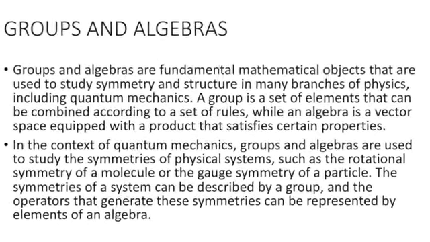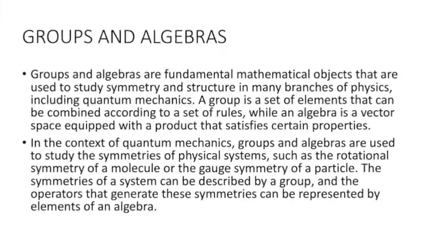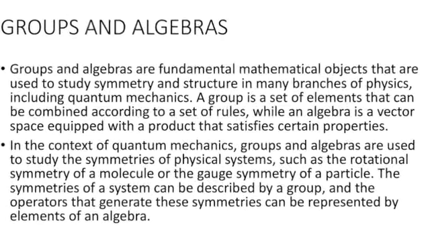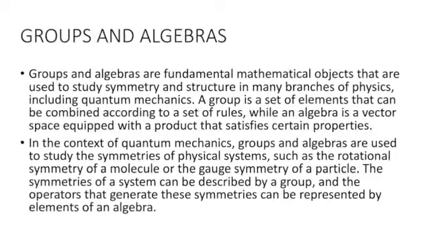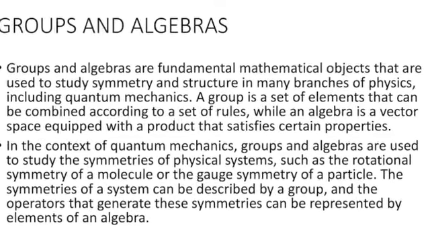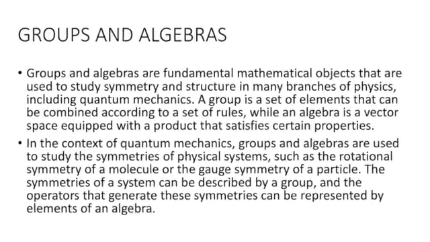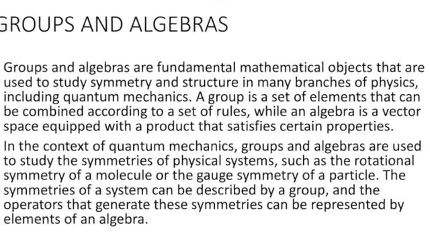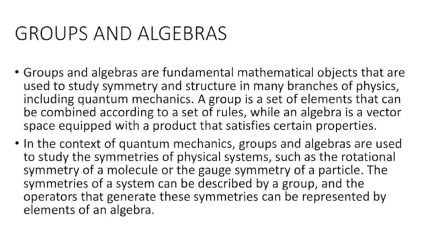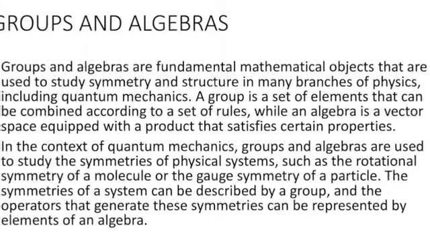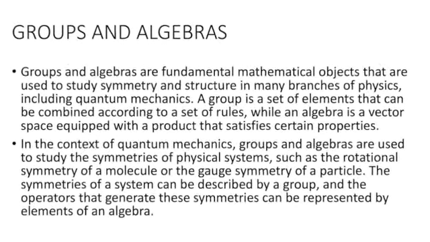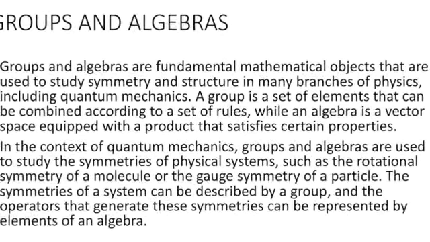Ideals, simple and semi-simple algebras. An ideal is a subset of an algebra that is closed under multiplication by elements of the algebra. Ideals are important because they provide a way of understanding the structure of an algebra by looking at its quotient algebras. A simple algebra is an algebra with no proper non-trivial ideals, while a semi-simple algebra is an algebra that can be decomposed as a direct sum of simple algebras.